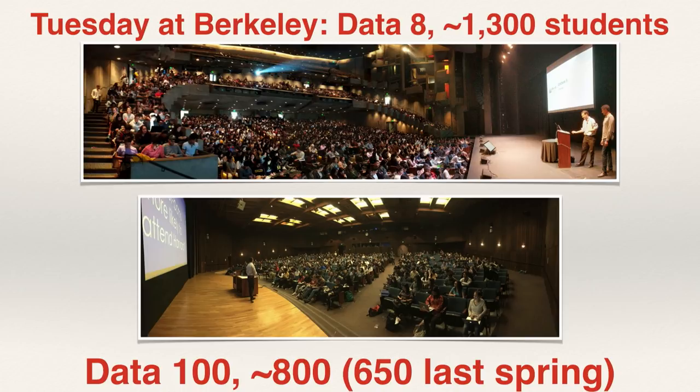So the top picture is the inaugural lecture for a course called Data 8, Foundations of Data Science. And that's a lecture with approximately 1,300 students. If you've been to campus, you may have noticed that that is not a regular classroom. That is Zellerbach Hall, which is the theater where the symphony plays and where operas are performed, because we don't have lecture halls that can fit 1,300 people anymore. The photograph at the bottom was taken last night.